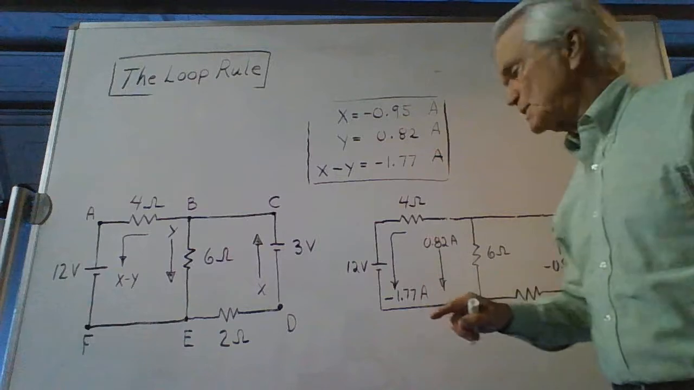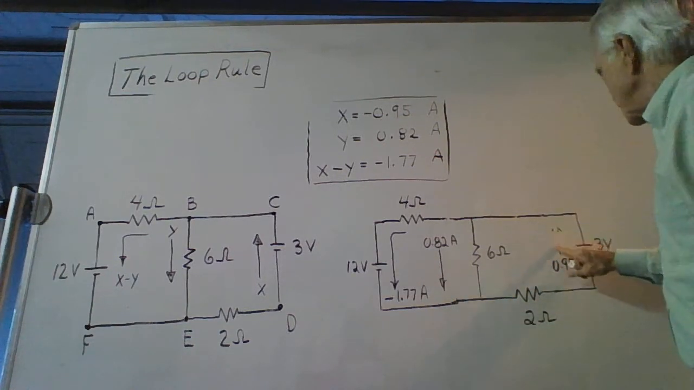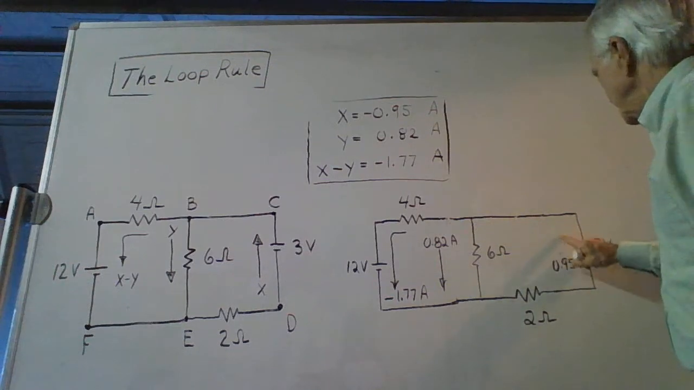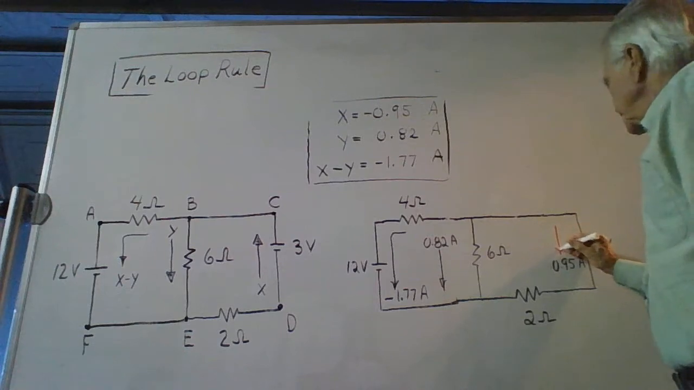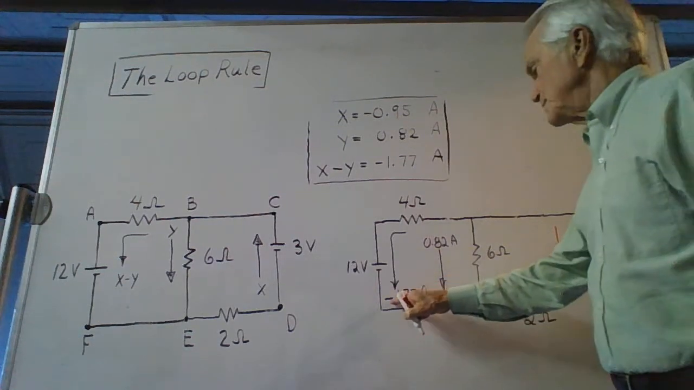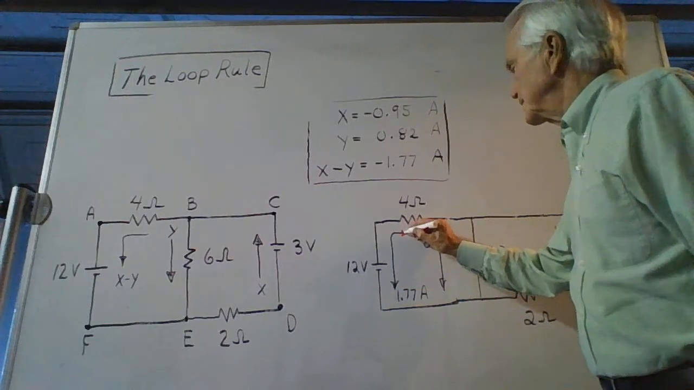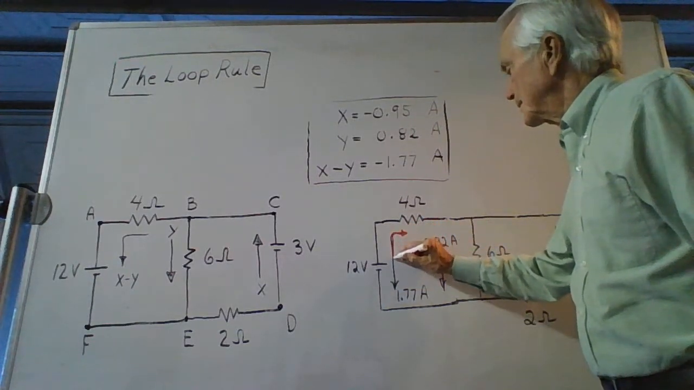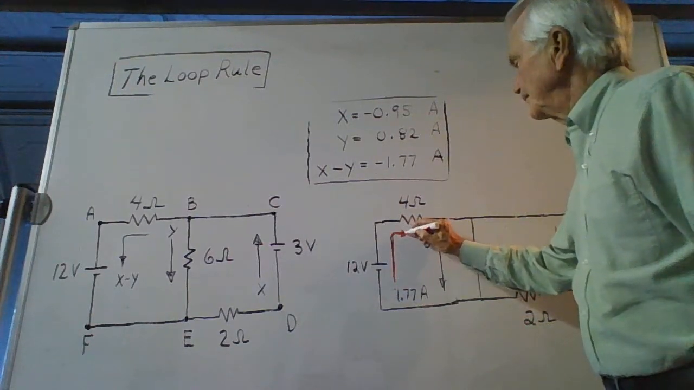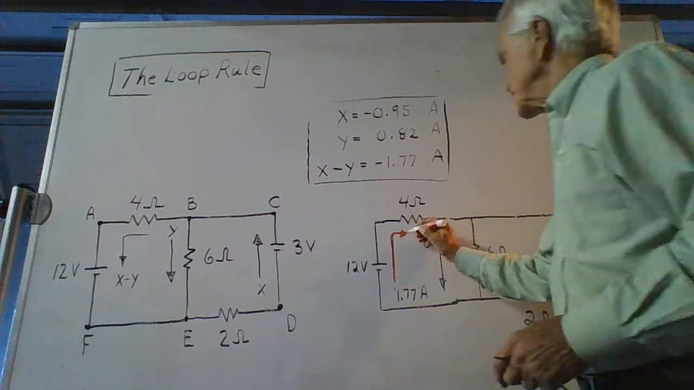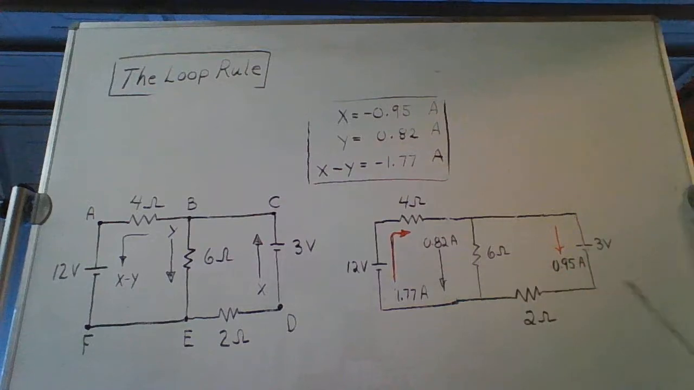Negative currents, remove the negative sign and reverse the arrow. Watch me remove the negative sign from this and reverse the arrow. Watch me remove the negative sign from that current and reverse the arrow. Let's double check to make sure these currents seem to make sense.